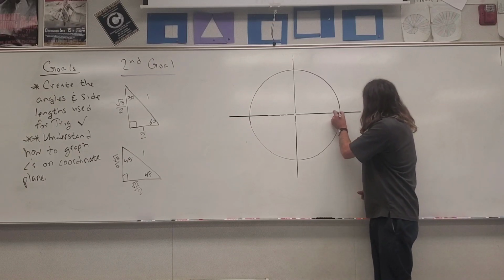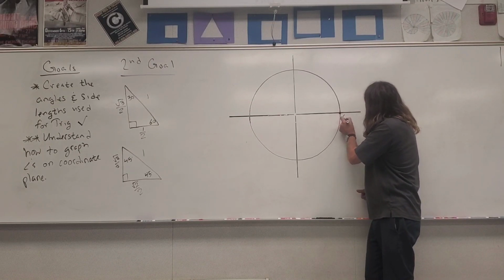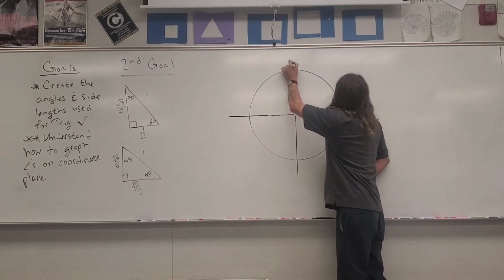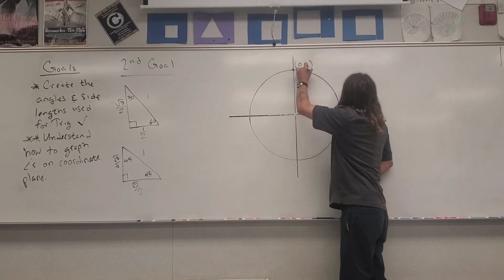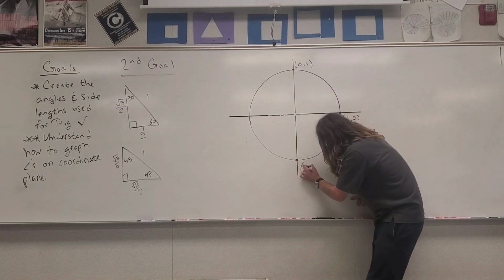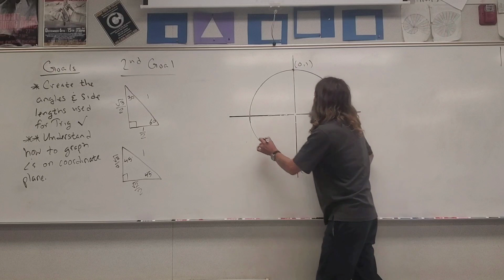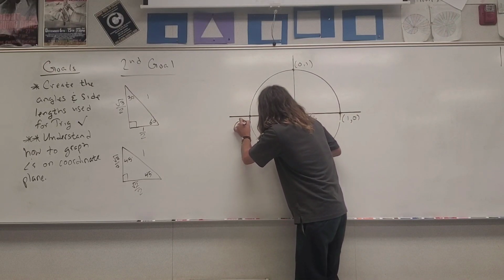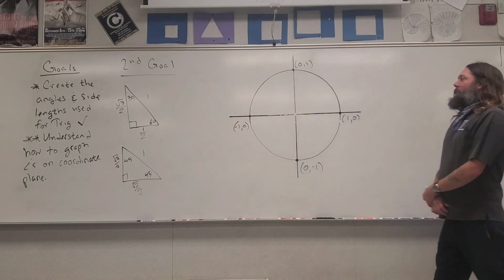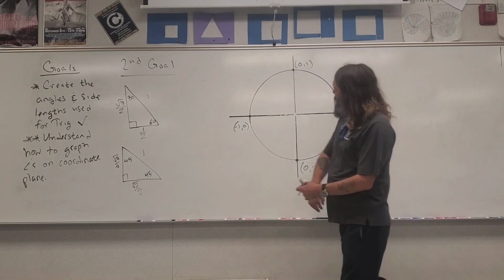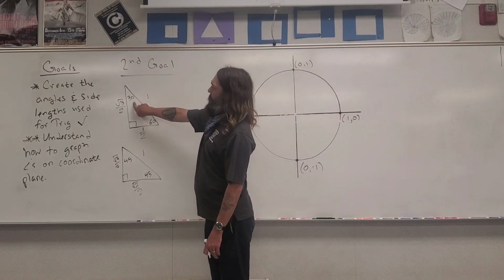So let me just add a couple things here. This is 1, 0, right? Radius of 1. This would be 0, 1. This would be 0, negative 1. And this would be negative 1, 0. Okay. So, again, let's start off with a 30-degree angle.